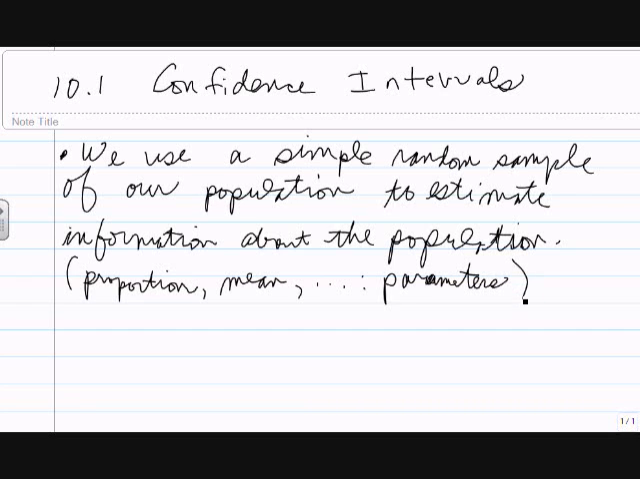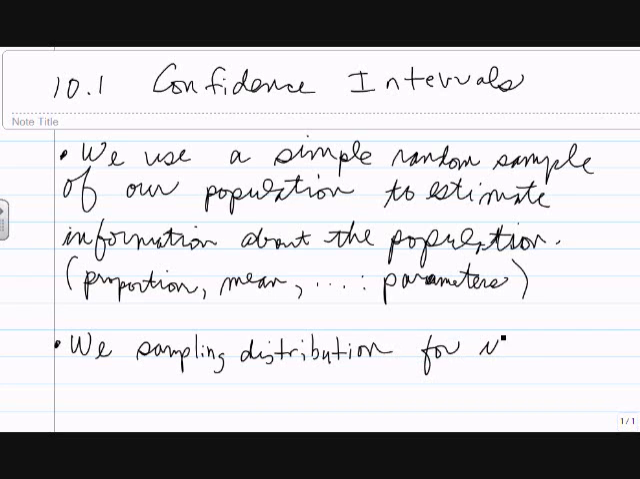Okay, so we're going to try to estimate a population parameter by going out and getting a random sample. We're going to use the sampling distribution for our reasoning, for our logic, of what we're saying here with these confidence intervals.